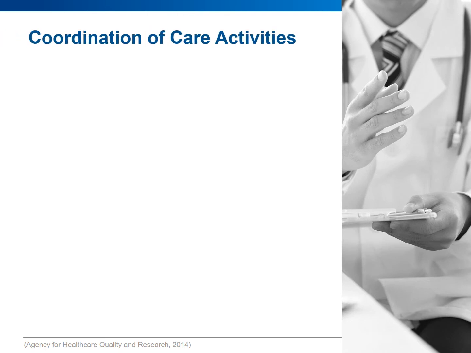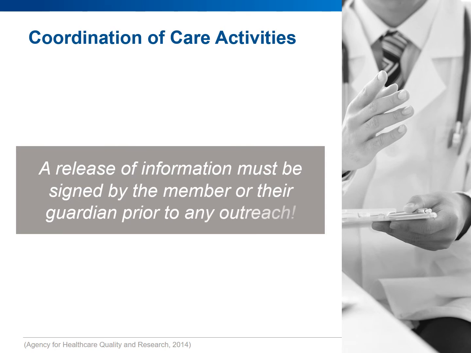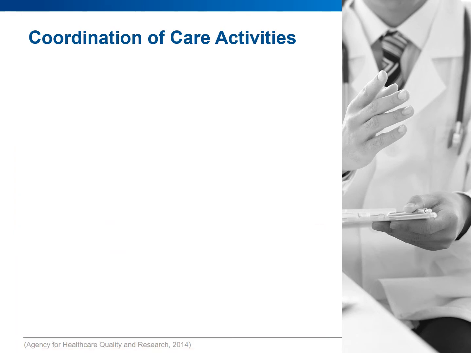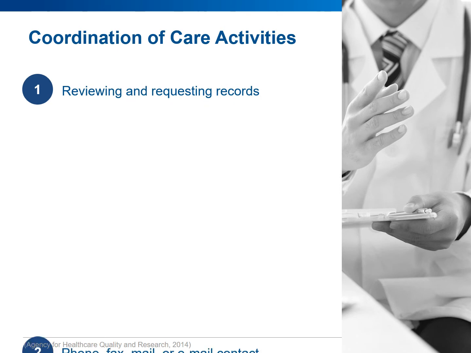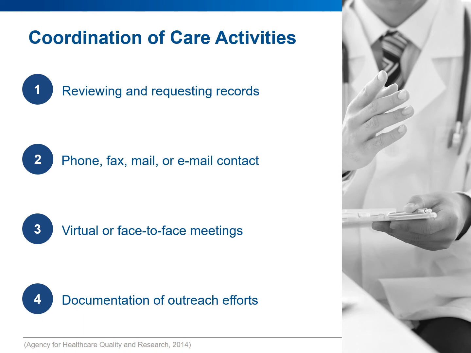Because there may be many individuals involved in care coordination, we must also consider which method of care coordination may be most appropriate based on the member's needs. Depending on the complexity or severity of the member's concerns, a provider may be more or less involved in care coordination activities. Remember, in order to protect our members' private health information, releases of information must be signed by the member or their guardian prior to any outreach. At minimum, it is recommended providers request and review records from previous or current providers. The member may require more coordination that may occur via phone, fax, mail, or email contact. In some circumstances, there may be a need for a virtual or face-to-face meeting. It is also considered a best practice to document all outreach efforts to show reasonable efforts for coordination have been made.